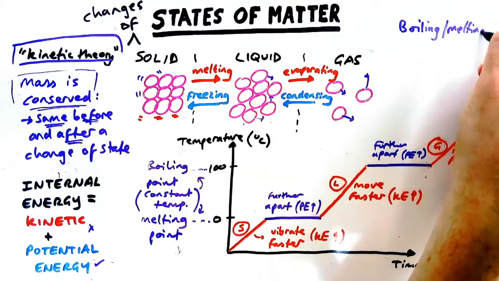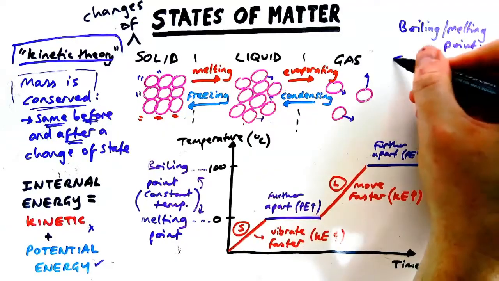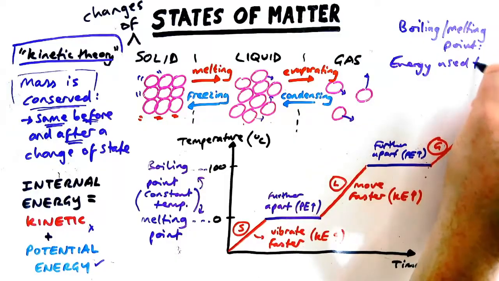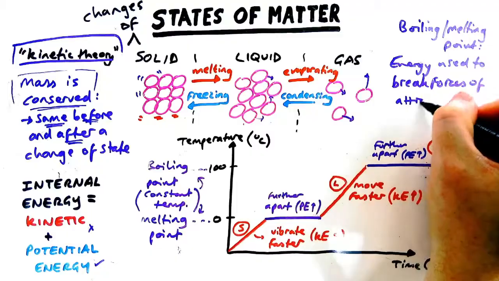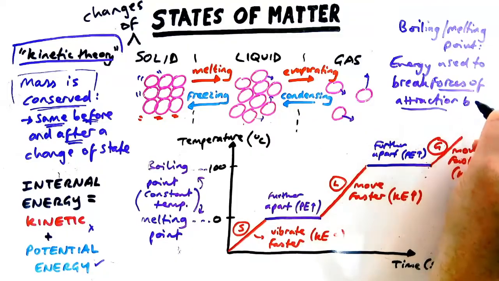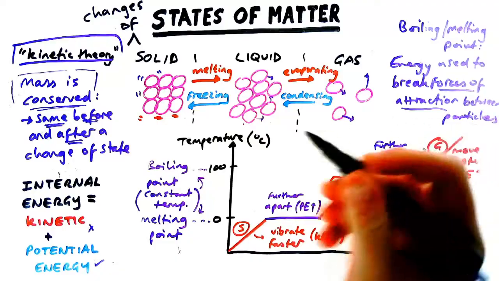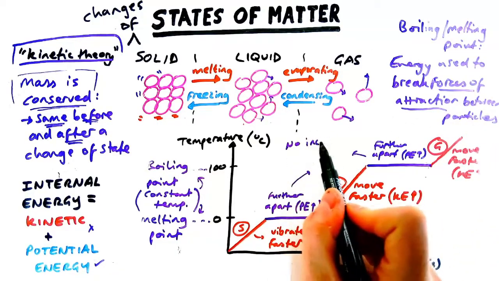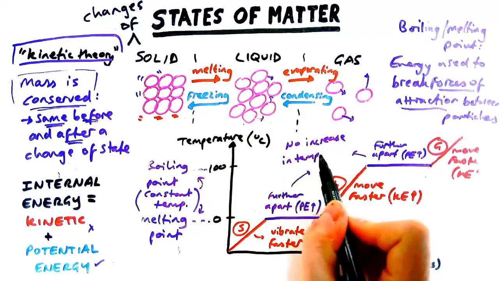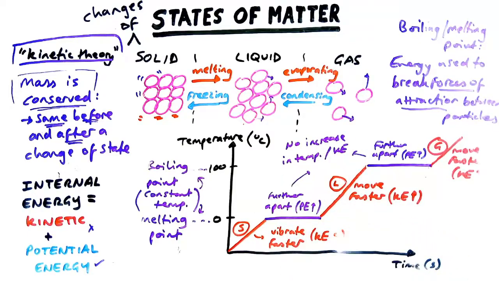So what's happening at that point then? Where's the extra energy going? At the melting and boiling points, energy is used to break the forces of attraction between particles. You could say bonds between particles here as well, that's fine, but forces of attraction is a good phrase to learn for mark schemes. So the idea is there's no energy left over to increase the temperature.